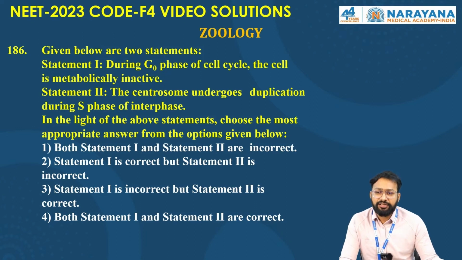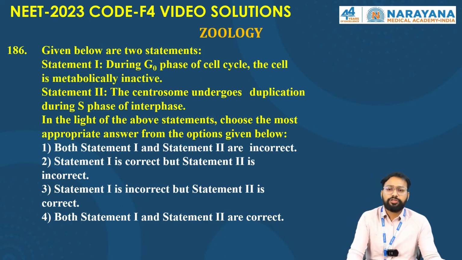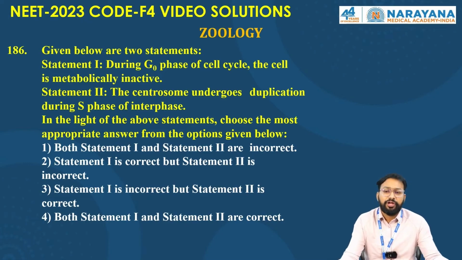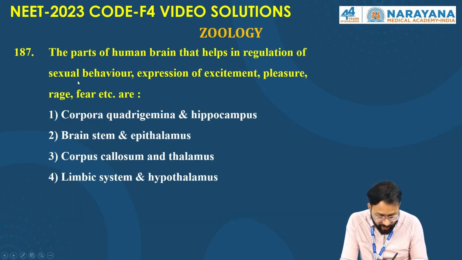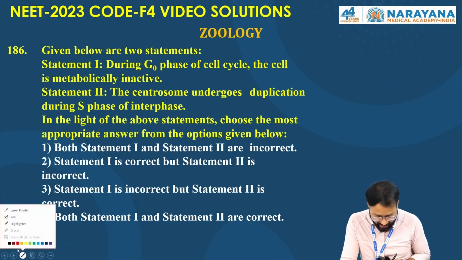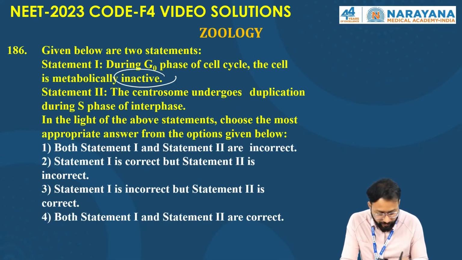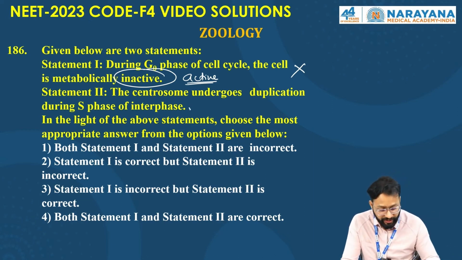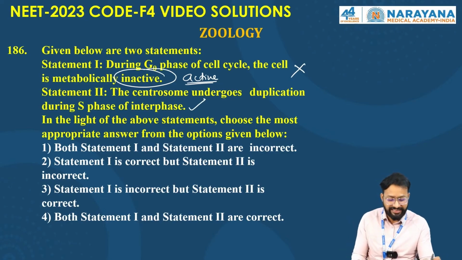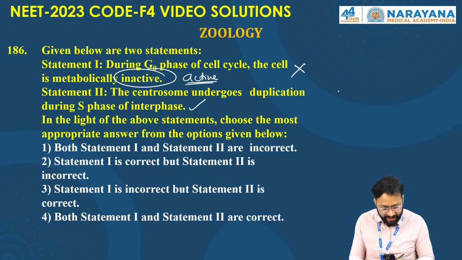Next, question number 186. It is related to cell cycle and cell division. Statement 1: during G0 phase of the cell cycle, the cell is metabolically inactive. No, it is not metabolically inactive, rather it is active. So statement 1 is wrong. Statement 2 states that the centrosome undergoes duplication during S phase of interphase, which is helpful for nuclear division and all. So it is a correct statement. Statement 1 is incorrect, statement 2 is correct.